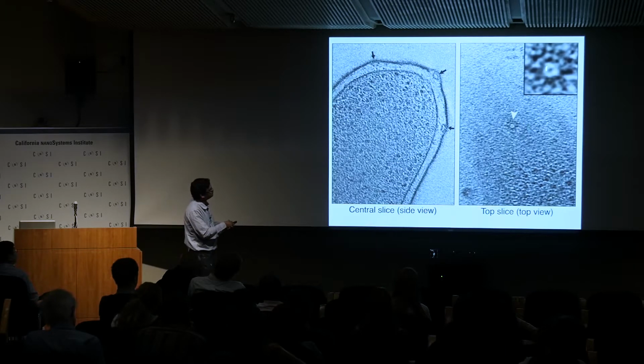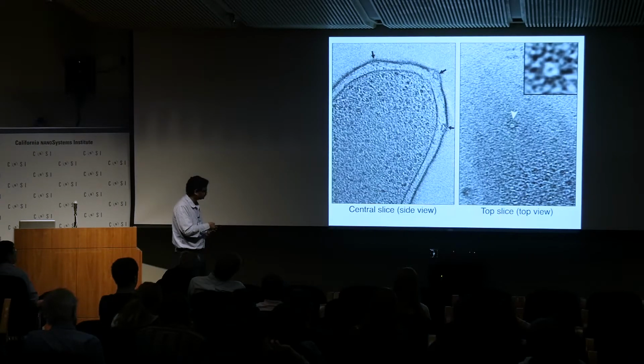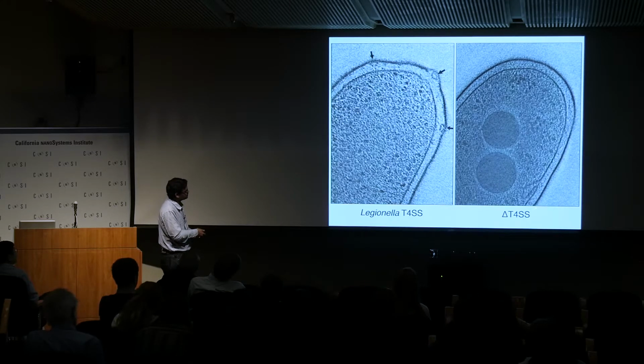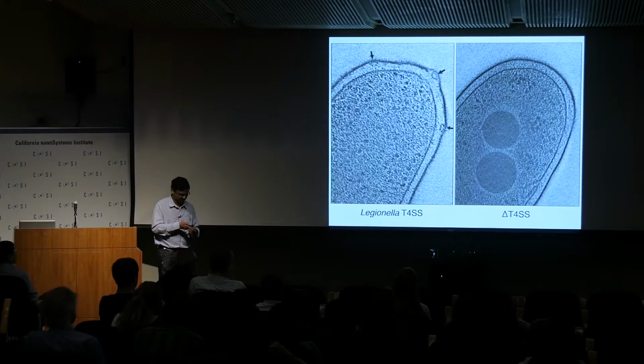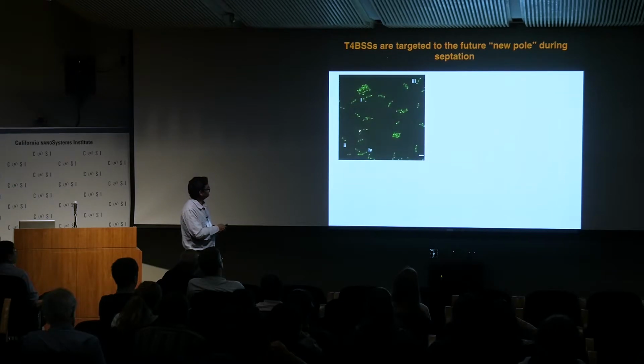This is one of the top views of this complex, and there are like 2 concentric rings. So if we just delete the type 4 secretion system from these cells, then we don't see these electron dense objects. So that suggests that these are really type 4B secretion system in Legionella. These molecular machines generally assemble at the cell pole.